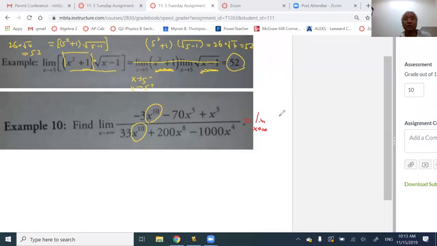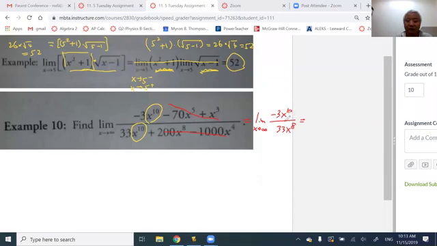Because x is a huge number, the 10th power will be way bigger than the 5th power and the 3rd power, way bigger than the 8th power and the 4th power. So you can ignore all those. You can ignore this, you can ignore this. And then you will get only -3x to the 10th power over 33x to the 8th power. Okay?